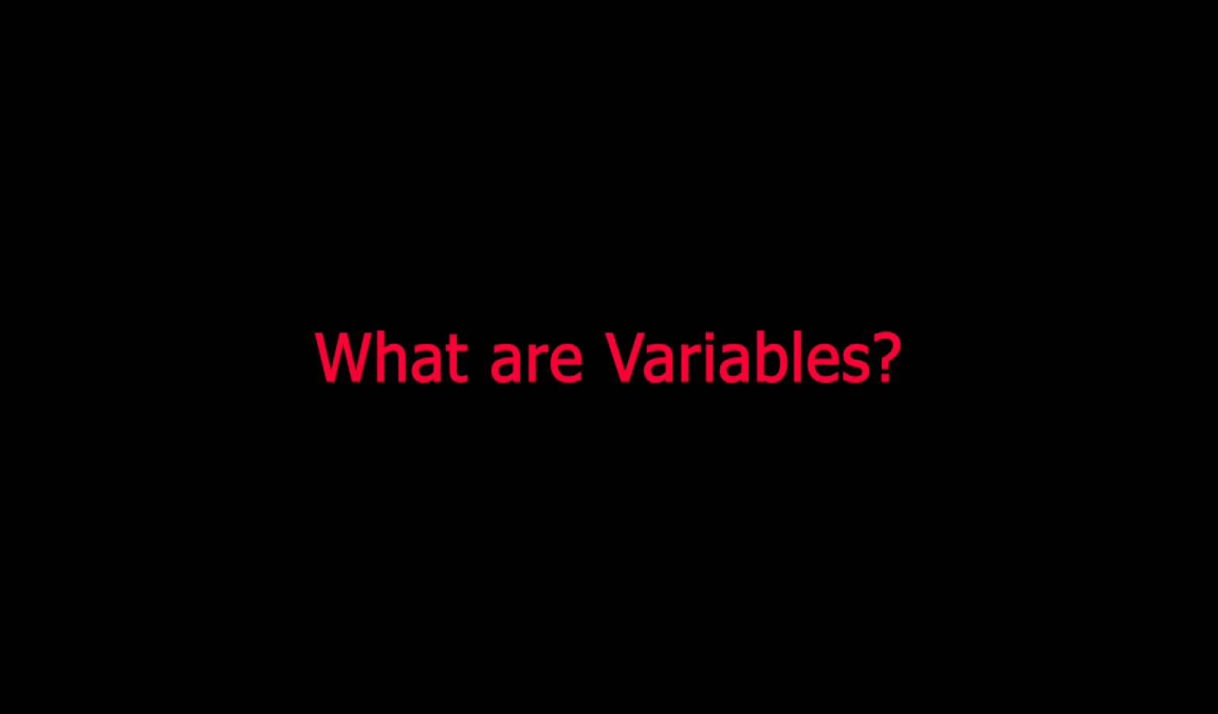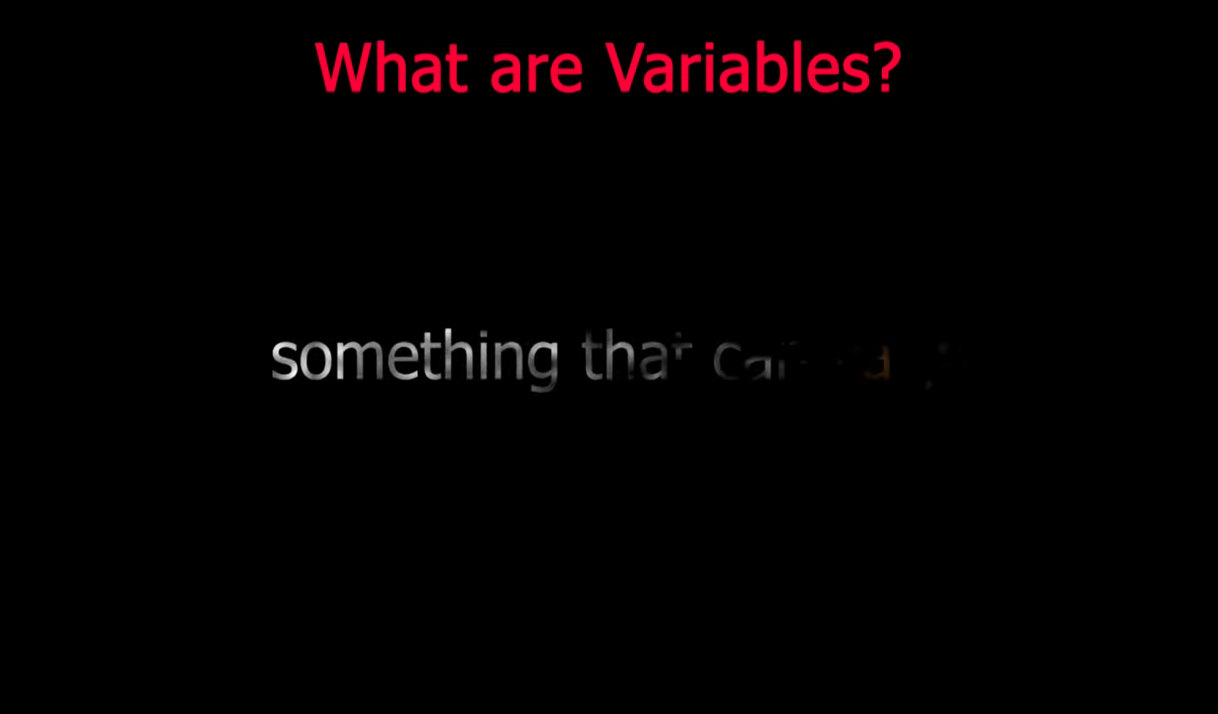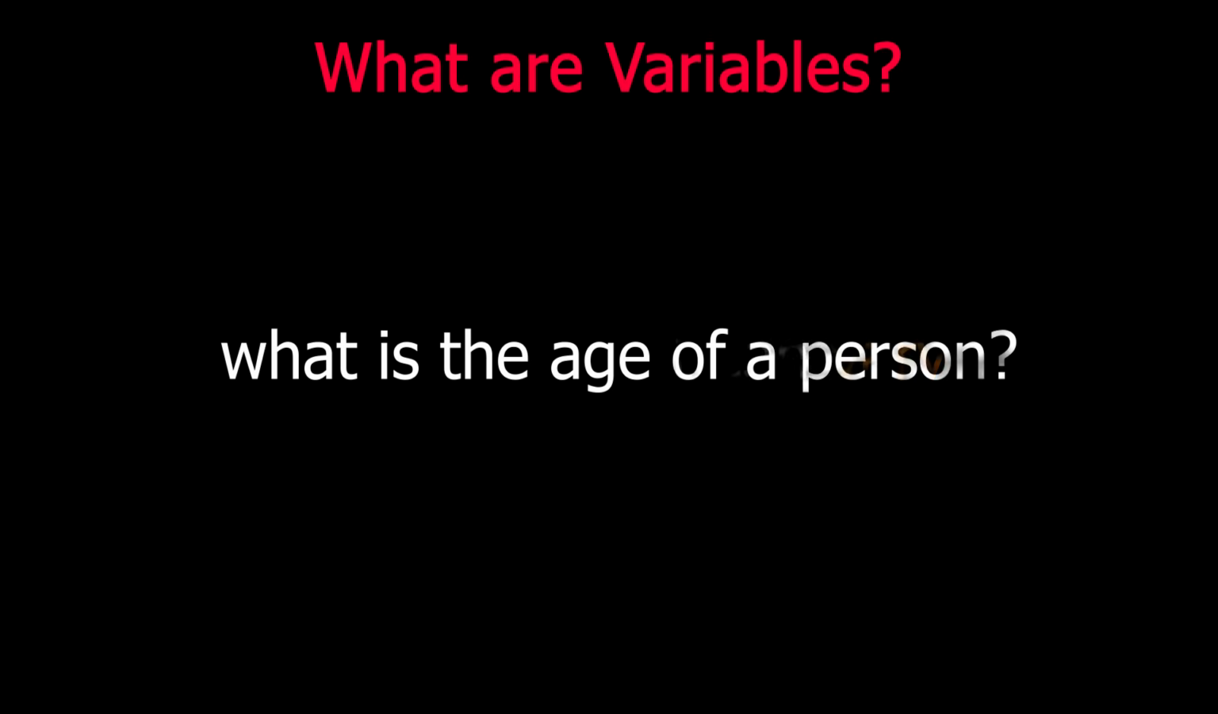So what are variables in algebra, and why do we use them? A variable is something that can vary, which is why it's called a variable. For example, what is the age of a person? There is no fixed age. Every person has their own age, and it is always changing. That is why age is a variable.